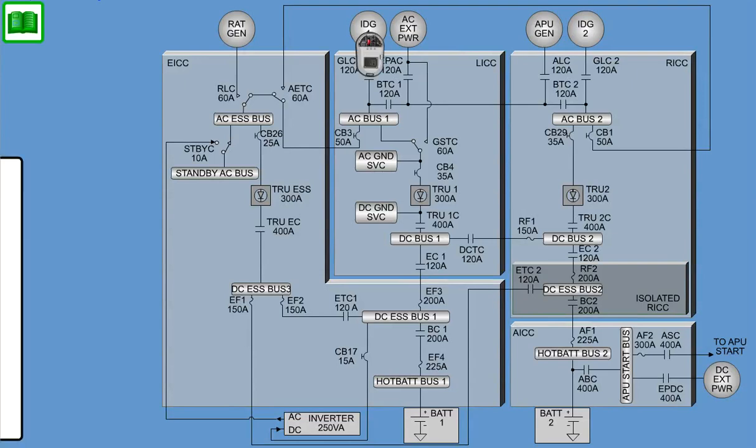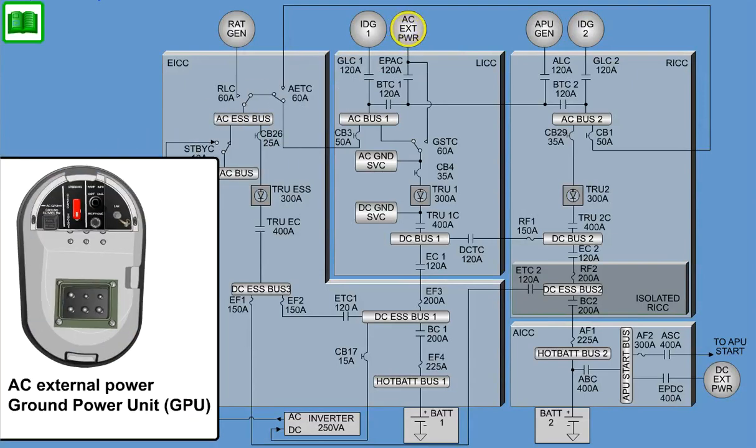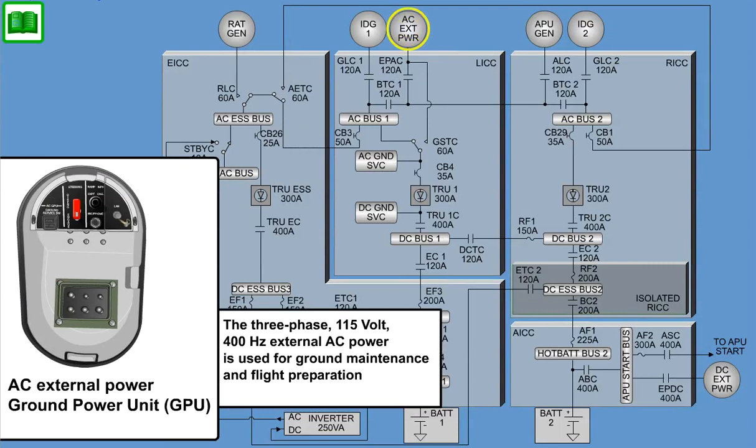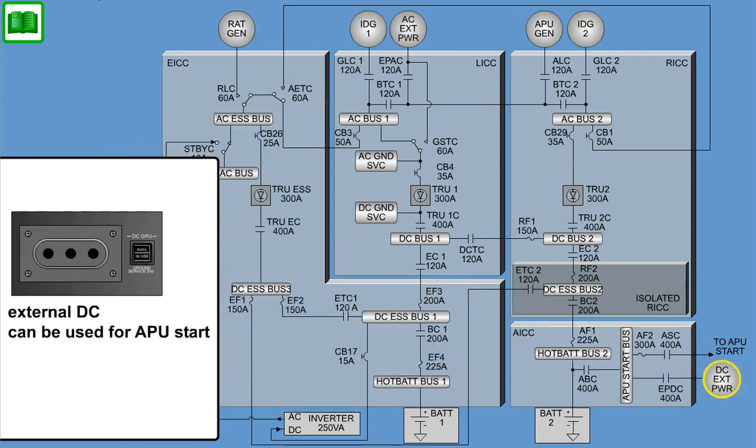The airplane gets its external AC power from the ground power unit, GPU. The 3-phase 115-volt 400 Hz external AC power is used for ground maintenance and flight preparation. External DC can be used for APU start.